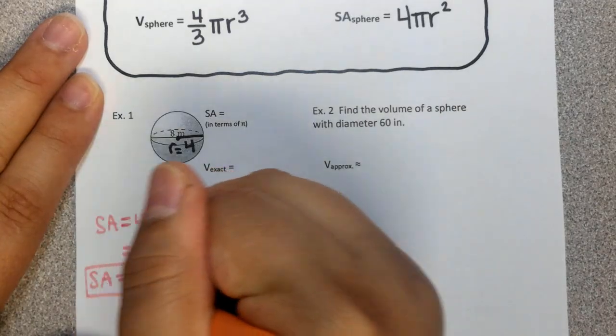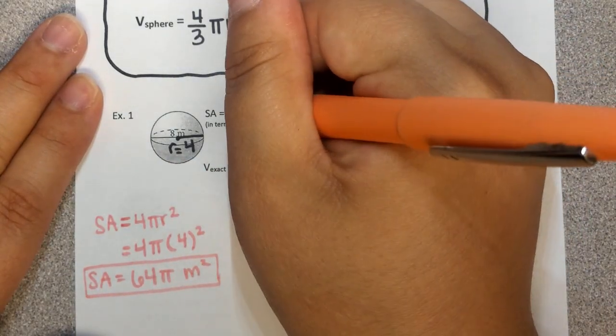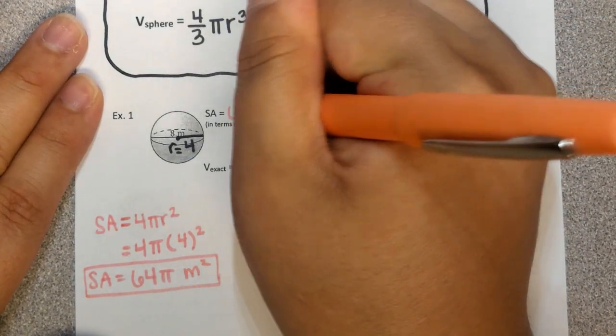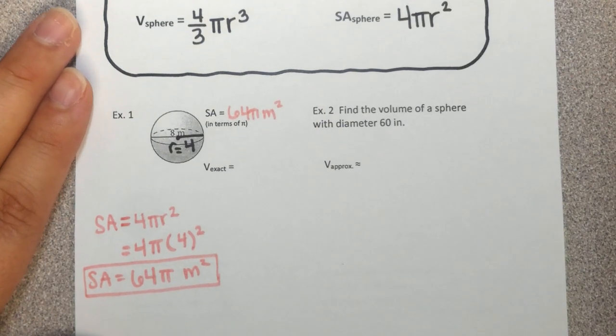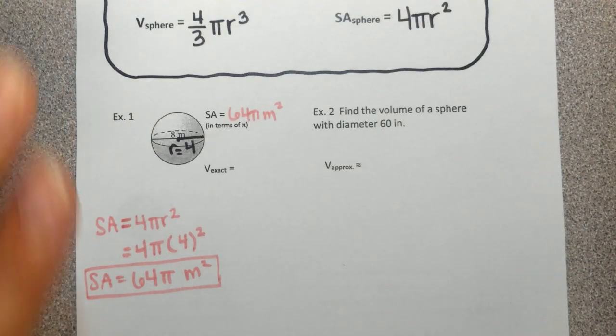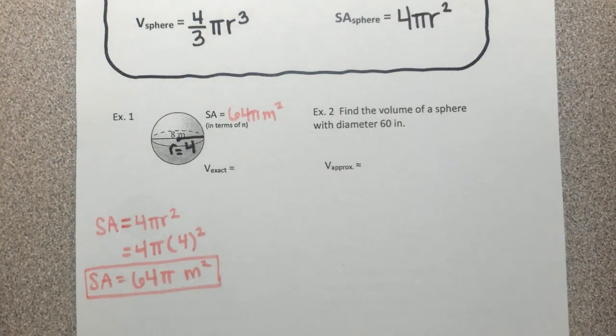By the way, why is there no LA here? Why is there no lateral surface area? There's no bases on a sphere. It's just a ball. So you're not going to have LA for this one. Are we okay with that?